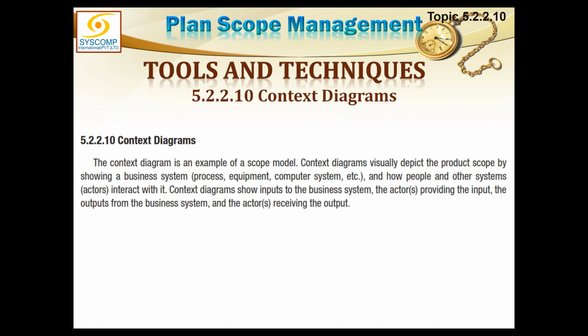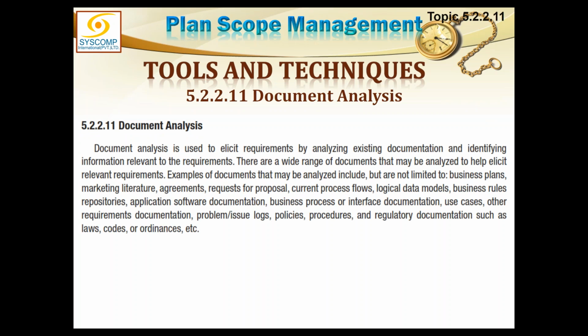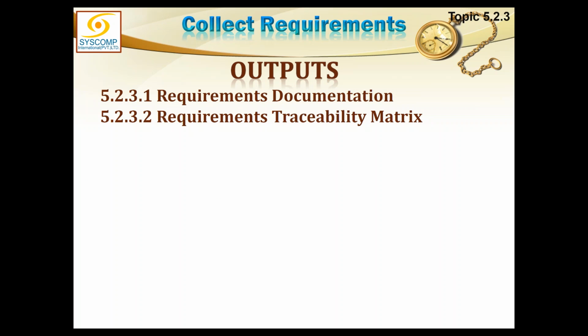Context diagram is an example of a scope model. Context diagram visually depicts the product scope, showing a business system. It shows the processes, the equipment, the computer systems, etc., and how people and other actors interact with it. Then is the document analysis. The old documents of that organization could be studied to learn about them. And the resultant is the requirement document and the traceability matrix.